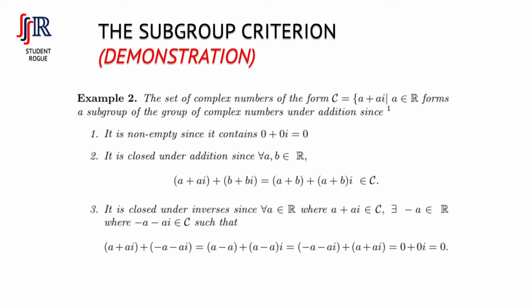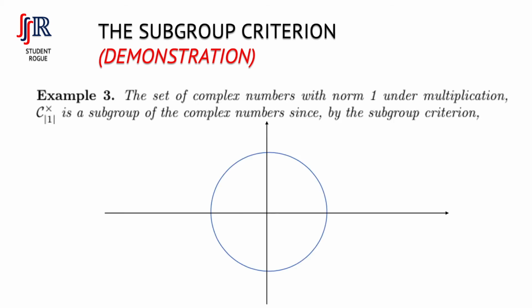Second, it's closed under addition, since given a plus ai and b plus bi, their sum equals a plus b plus (a plus b)i, which is in the subset, since a plus b equals a plus b. Also, there's closure under inverses, where for any real number a that forms a plus ai, there's an element minus a minus ai, such that their sum is always the identity element, right? So that's its inverse. Let us now move to example 3, where the power of our weapon for good is put on display.